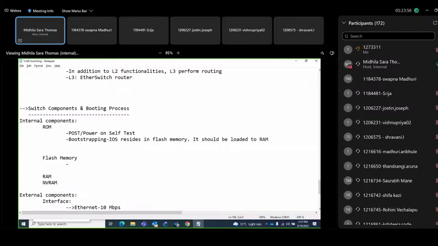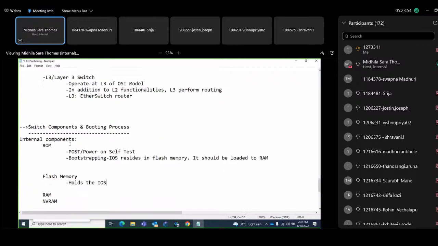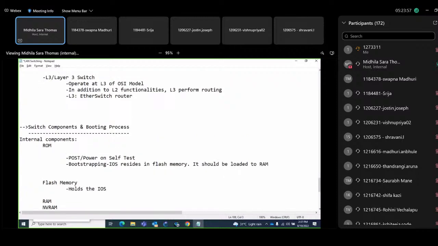Flash memory. What is its main function? It holds the IOS. And one more thing, guys. Is ROM permanent or temporary memory? Read only memory, so permanent. It is not like every time you turn off the router, this goes, right? It's permanent. Flash memory is also permanent memory, because it holds the IOS or operating system.